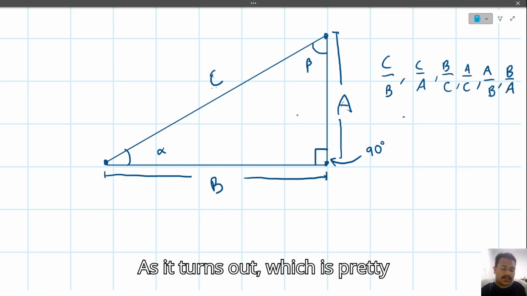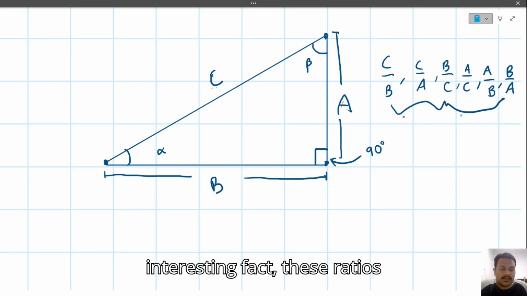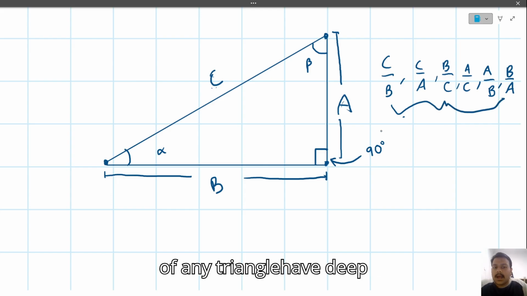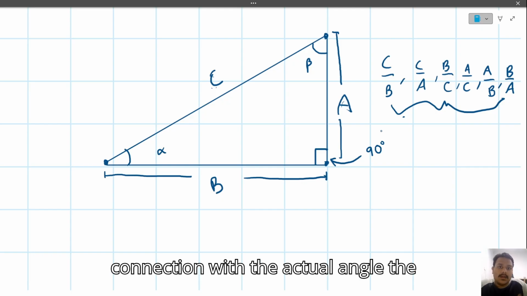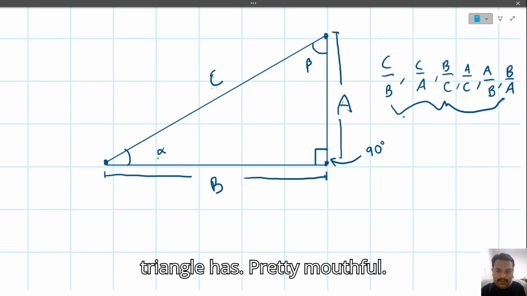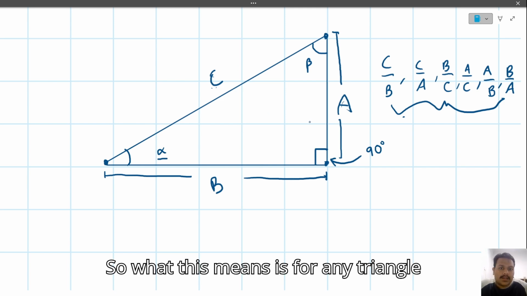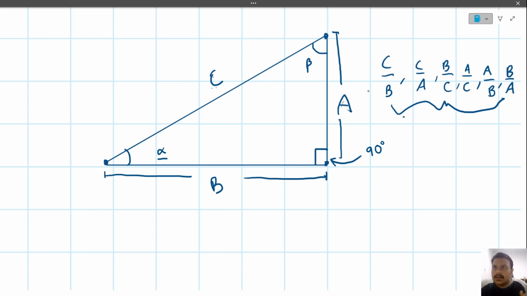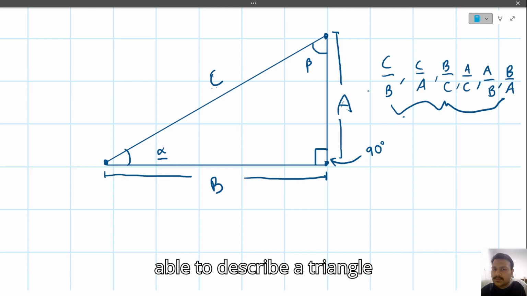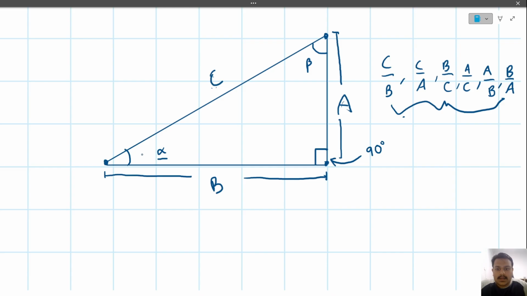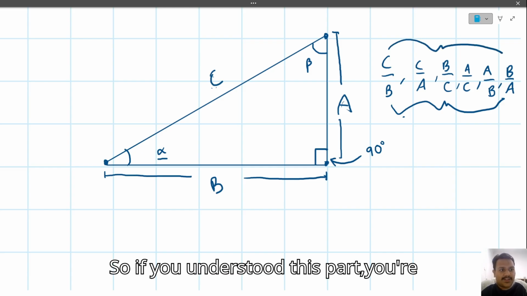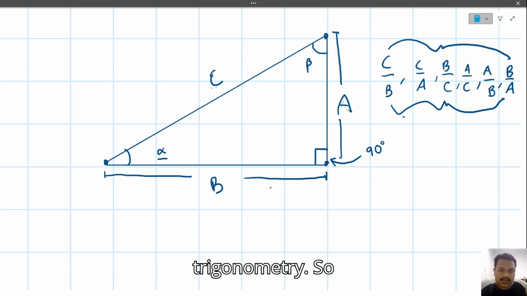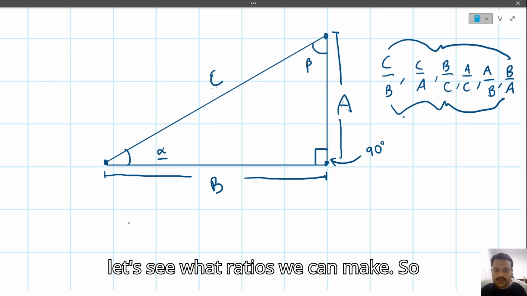As it turns out, which is a pretty interesting fact, these ratios of any triangle have a deep connection with the actual angles the triangle has. What this means is for any triangle that you can make, these ratios will tell you in some way what the angles have to be for this ratio to be true. In fact, for this very reason, we are able to describe a triangle using both angles and sides. So if you understood this part, you're pretty much halfway there to understanding trigonometry. Let's see what ratios we can make.